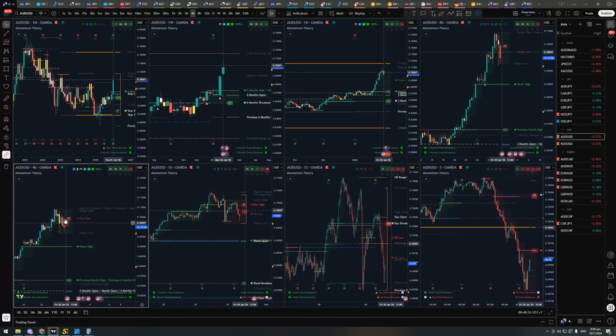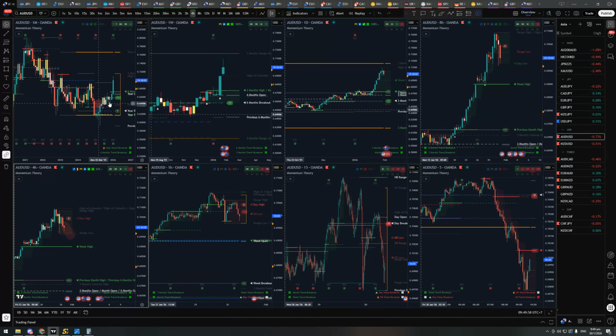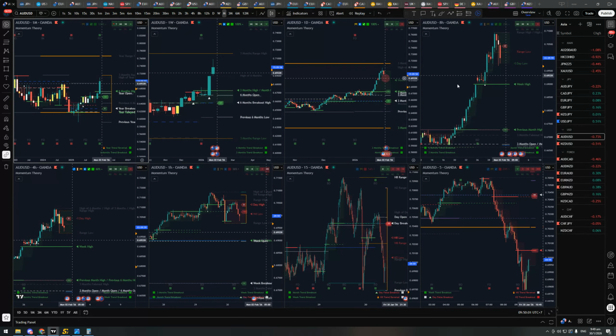But let's see what happens. There is a range here, inside bar that creates a range. Previous bars, highs and lows become the range. If price does come down, it's going to fake out that range. So there's some nice confluence here.